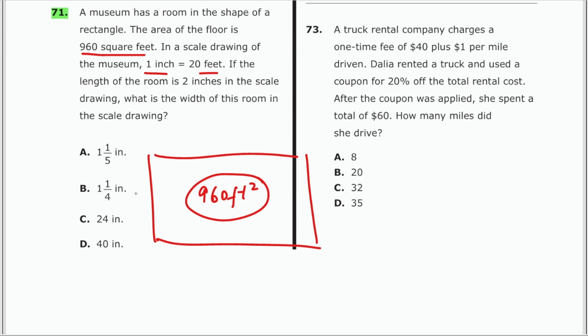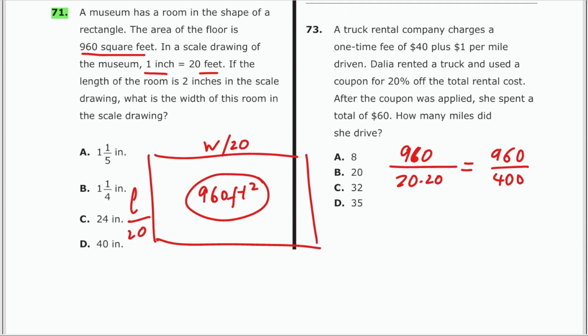Well, I know the area is length times width. So if I divide the length by 20 feet and I also divide the width by 20 feet, I'm going to get this scaled area. So how can I do this? Well, I just have 960 and I divide this by 20 and then divide this by another 20, essentially multiply my denominators by each other. So I have 960 divided by 400.